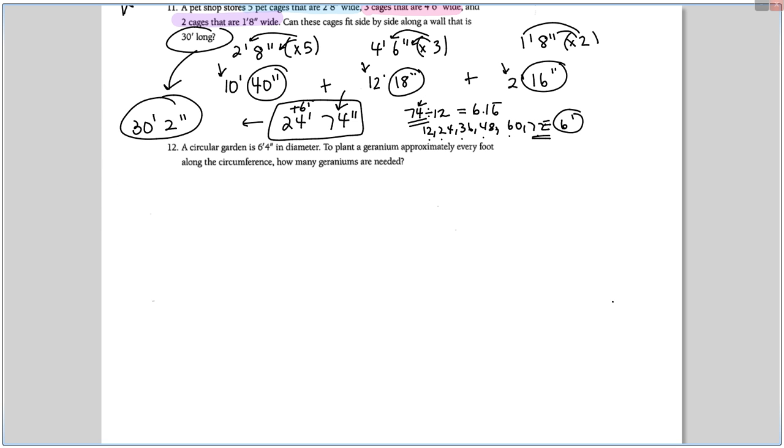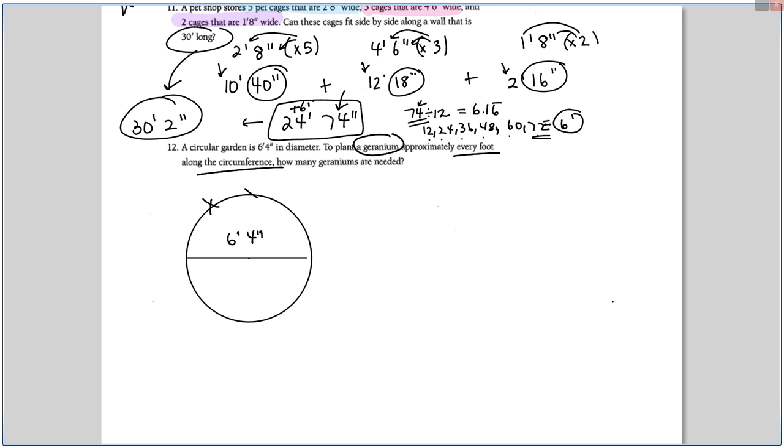Okay, next one is about a circular garden. So just draw a circle, and the diameter is 6 feet 4 inches. That's the length across, 6 feet 4 inches. And they want to plant a geranium, which is just a plant, every foot along the circumference. So that's like this. Every foot along the circumference, they want to put a plant. So how many plants do you need?